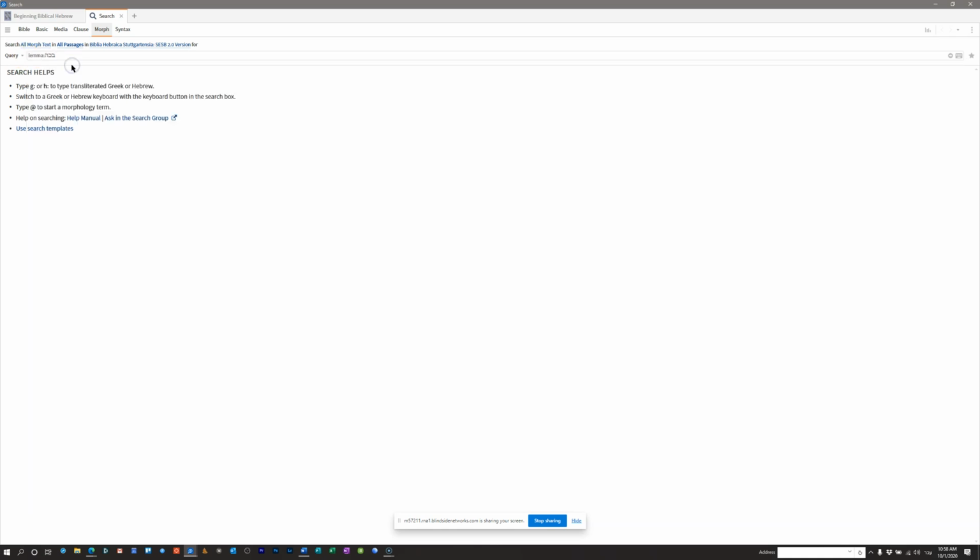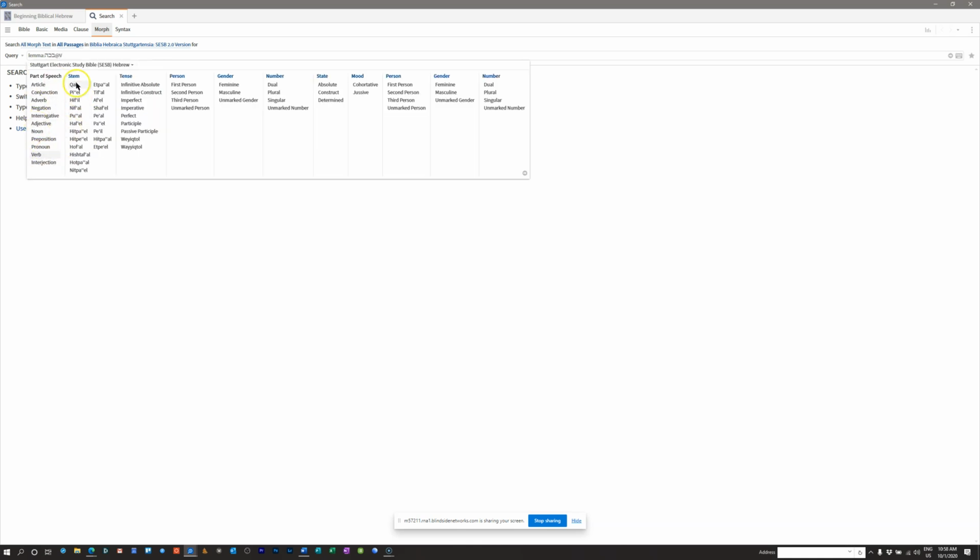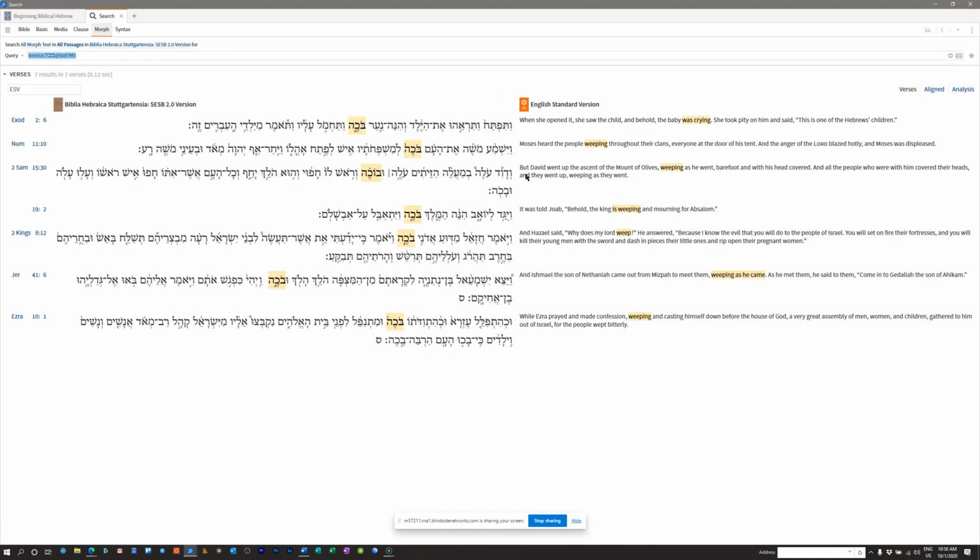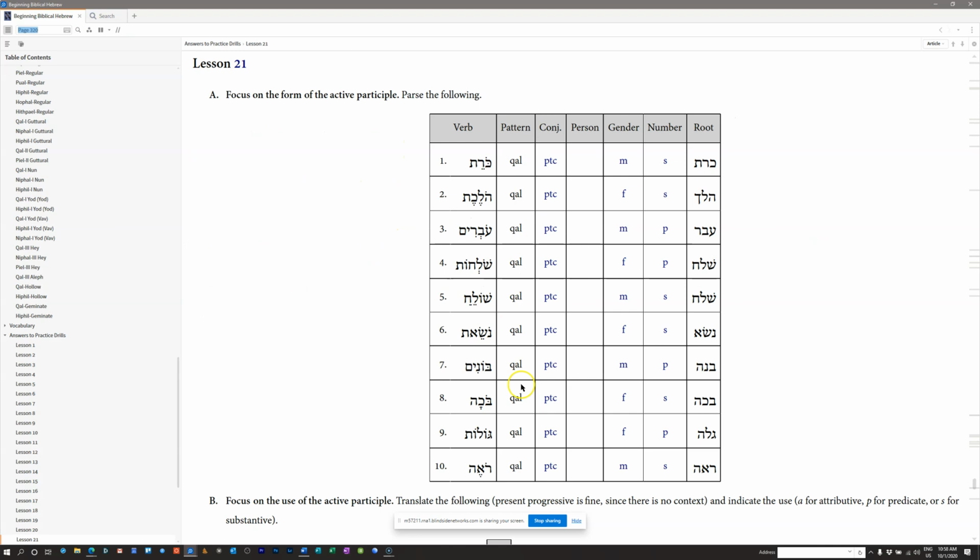Okay, I want that. And I want it as a verb, qal, participle, and basically I want masculine singular. Let's see what I can find. Alright, here we go. So boke. So that masculine singular is going to shift to the segol hey. That's how you're going to tell the difference there. Alright, so feminine singular on boka.